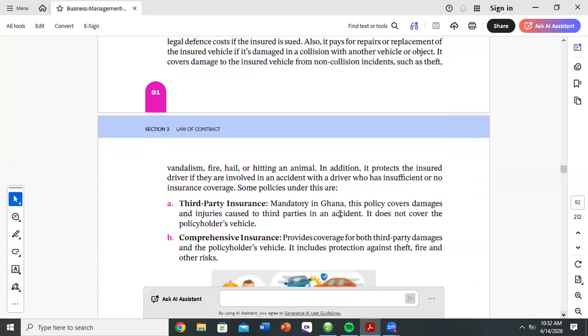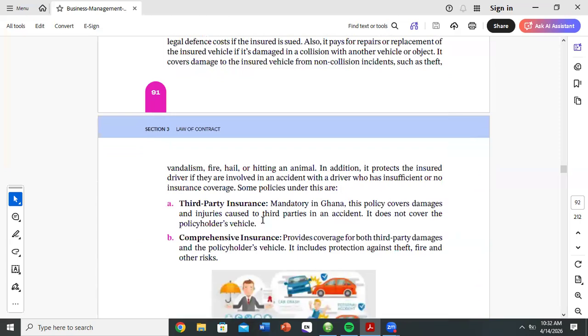So the third party policy covers damages and injuries caused to third parties in an accident. It does not cover the policyholder's vehicle. So it's just the third parties. As for the vehicle, they won't mind you, and sometimes even the driver. They'll take care of the outsiders, the third parties who got affected, maybe the passengers. To some extent, it may cover the driver, but the comprehensive will do that job. It covers everything, including the car, everyone.